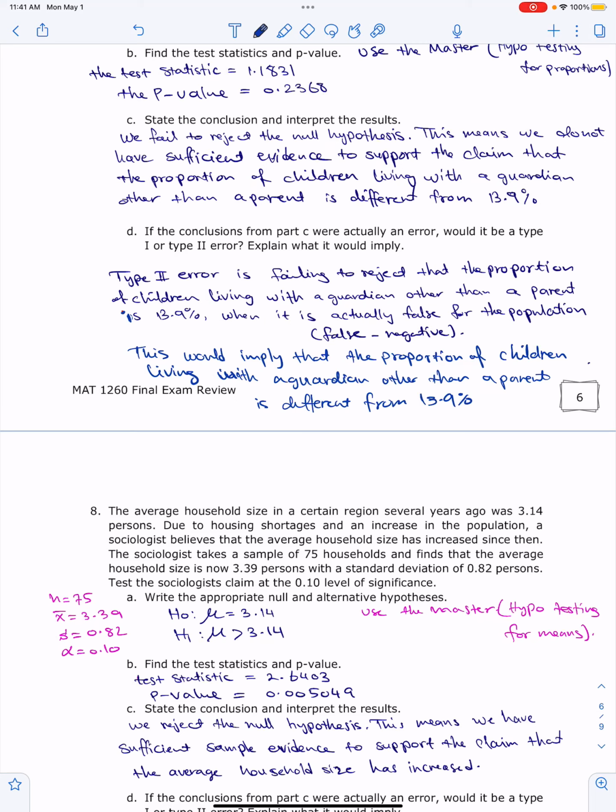Question number 7, part C, state the conclusion and interpret the results. The conclusion is we fail to reject the null hypothesis based on the testing that we did. This means we don't have sufficient sample evidence to support the claim that the proportion of children living with a guardian other than a parent is different from 13.9.